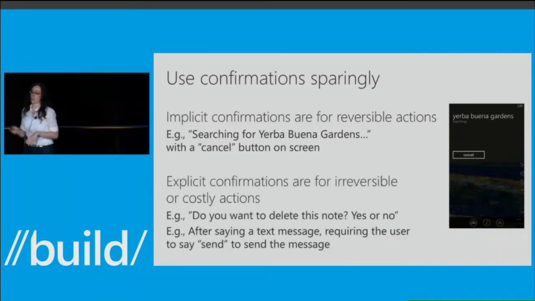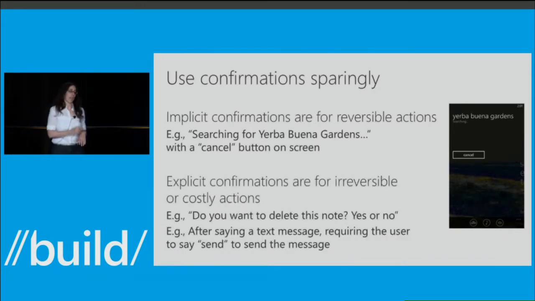Explicit confirmations are where you're asking people to make an action before something's going to happen, and that's for irreversible actions or things that are really hard to recover from. So deleting something, sure, ask them yes, no. It'd be really bad if you deleted it accidentally. Sending a message to somebody, there's no way that I can recall that text message, so yes, ask me if I want to send it.